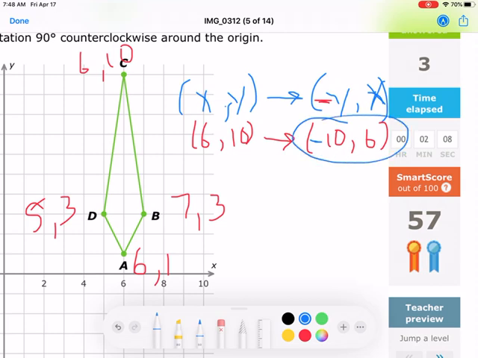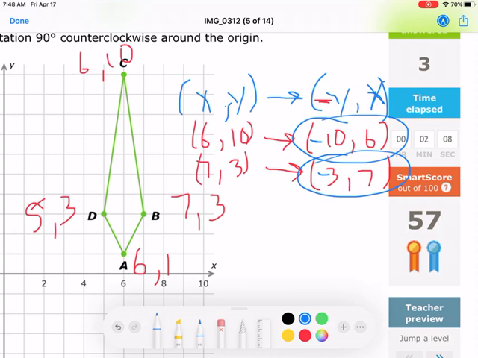So there's that one right there. 7, 3. Put that up there, 7 comma 3. Go through that rule. It means you're going to flip the numbers, so 3 comma 7, but then change the sign of that one right there. So there's that guy.